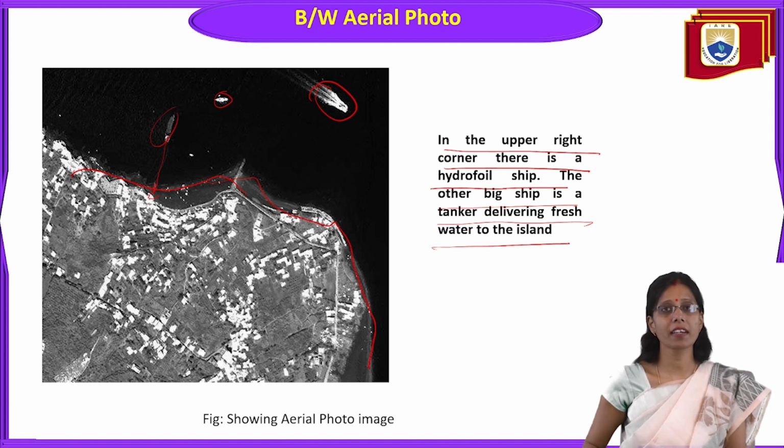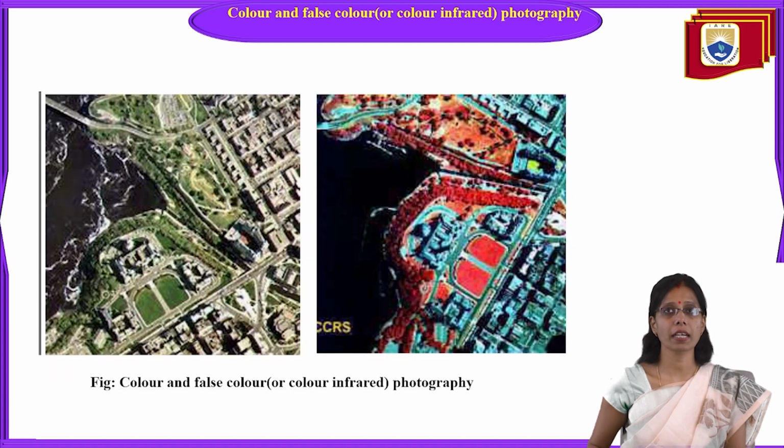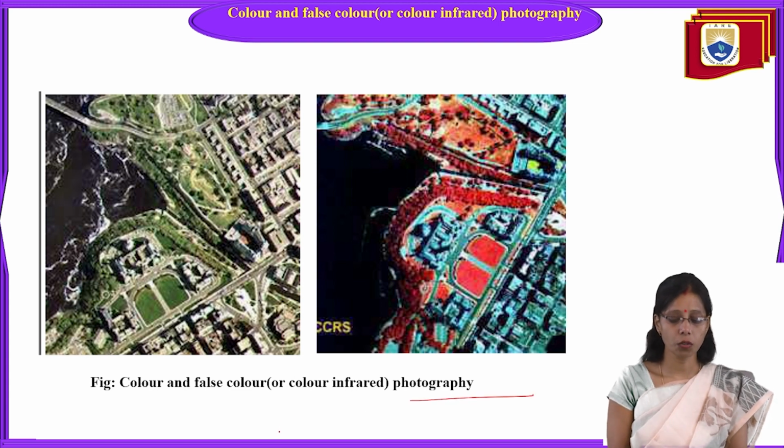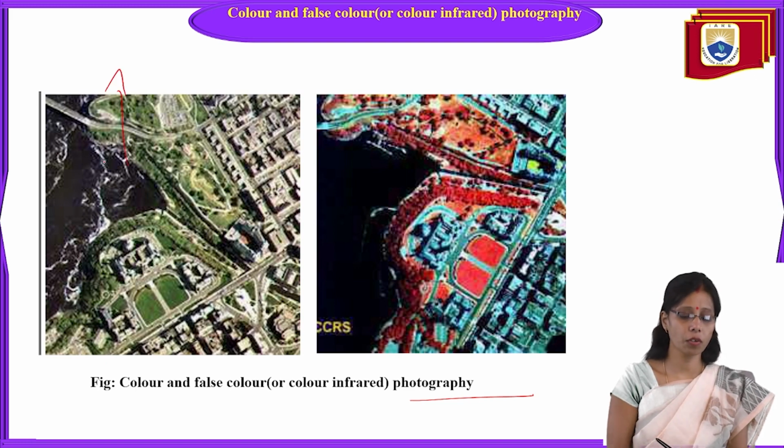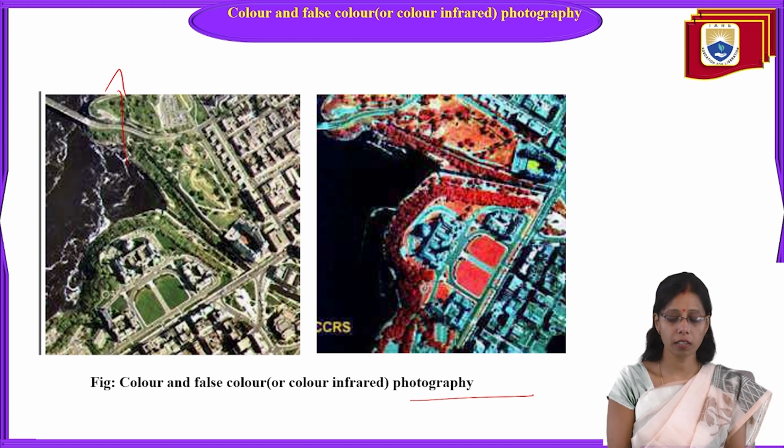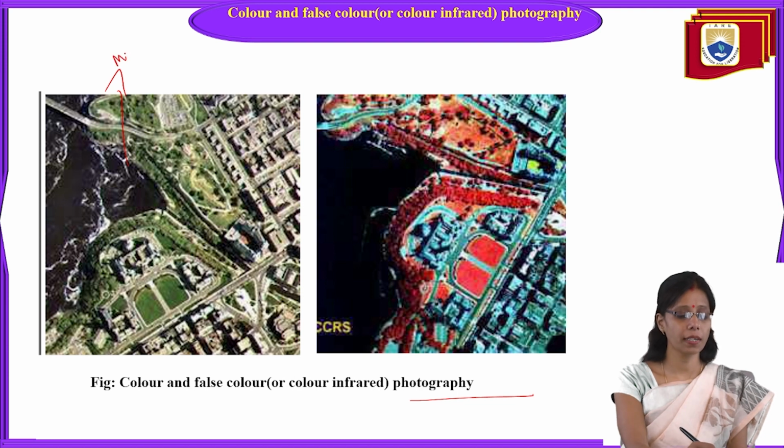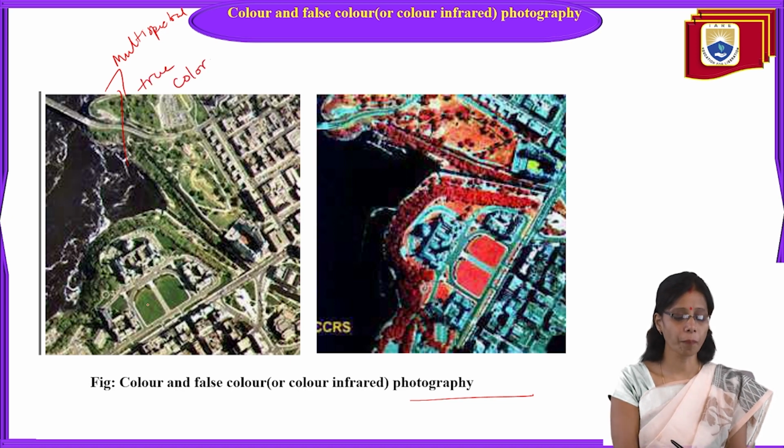So how do we identify, unless we know the shape? We know the shape, we know the tone. Based on that, we are able to identify at least what kind of feature it is, even though it is black and white. Now here we have color and false color photography. As I was discussing before, false color and color. Color means this is the photo of a color image, and I think it is mostly the same part of the area. Here the color image is called multispectral. This is called true color. True color means actually how the feature looks like.